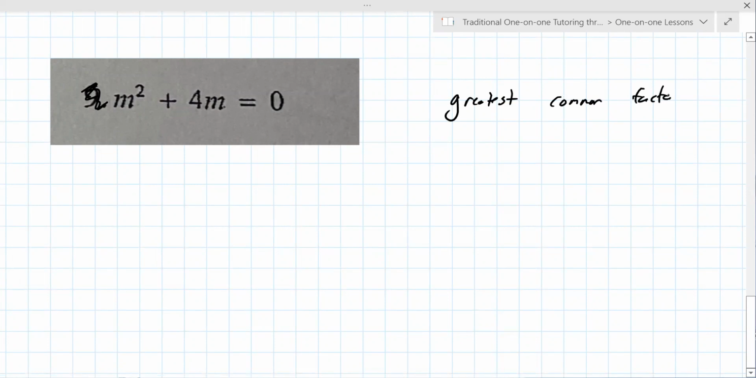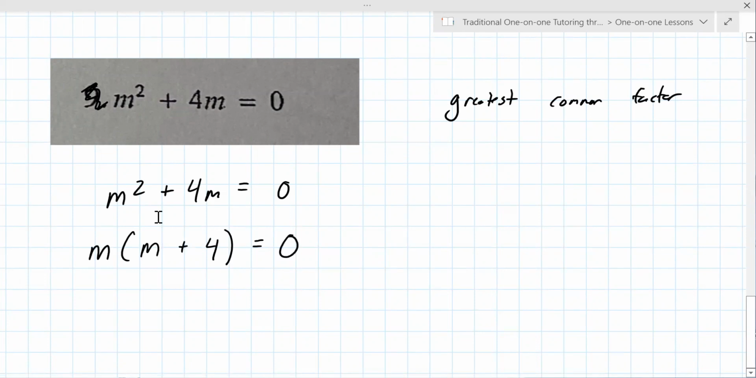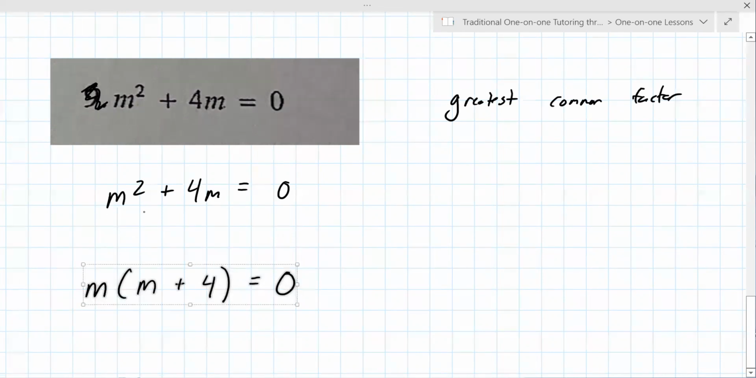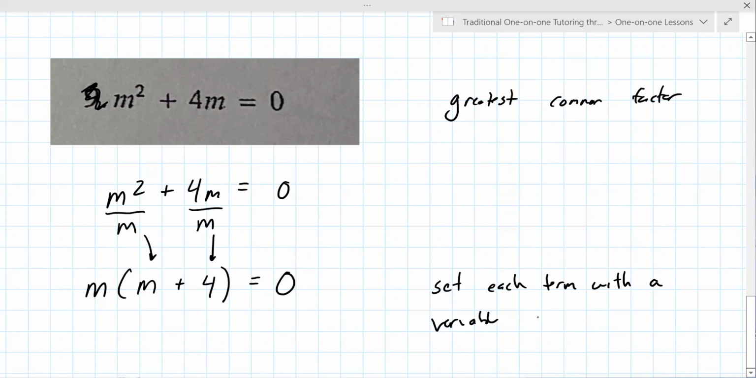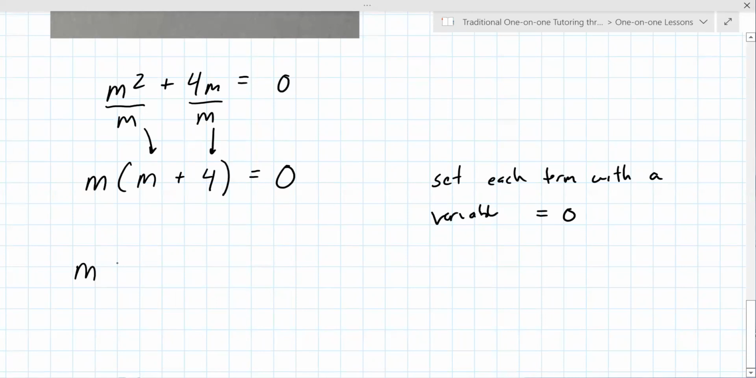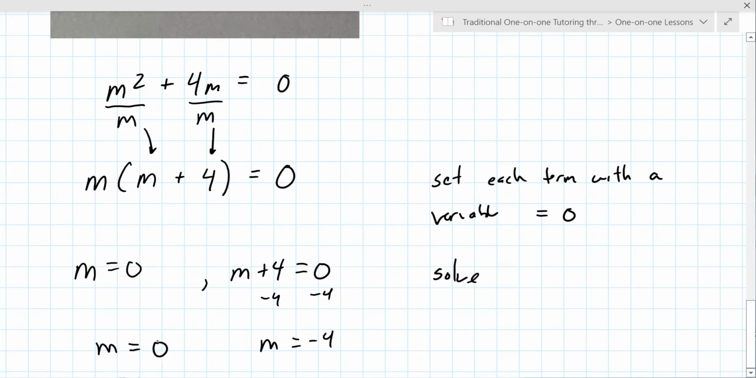You'll see this on standardized tests also. So m squared plus 4m equals 0. There's an m in both, so you factor that out. And if it's not clear how you get what's inside parentheses, you're dividing each of these by what is on the outside. And that's why it becomes m plus 4. Now, very important here is to set each term with a variable equal to 0. So you're going to set that m equal to 0 and then m plus 4 equal to 0. You'll see that in the next couple of examples. It's a little more important there. But then you solve. So you subtract 4 from both sides. m equals -4. m equals 0.